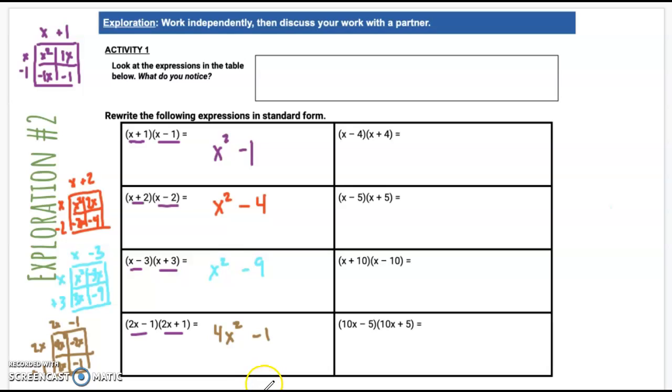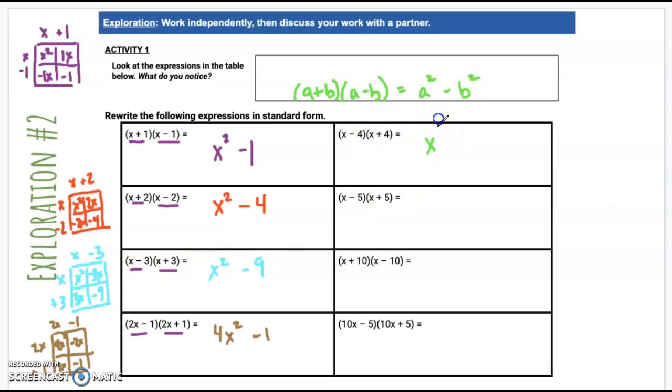So if you see the pattern already, make a conjecture and go ahead and try this next half of the problem set using the pattern, and then check your work by using the area model. Okay, so let's do that. The pattern that I think I see is that if I have a plus b times a minus b, I end up with a squared minus b squared, or the square of the first term minus the square of the second term. All right, so if that's true, then let's see here.